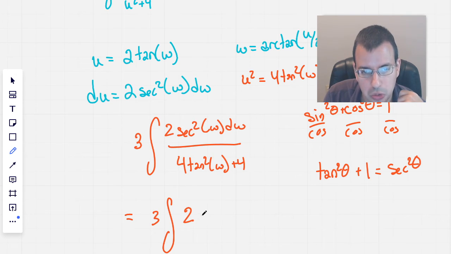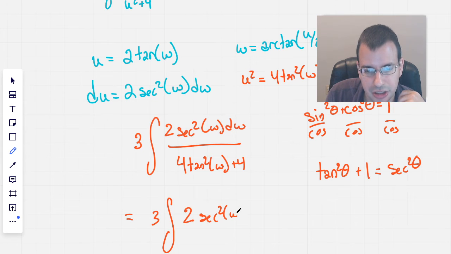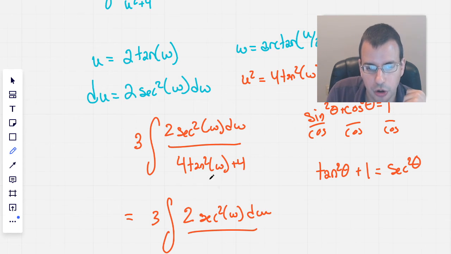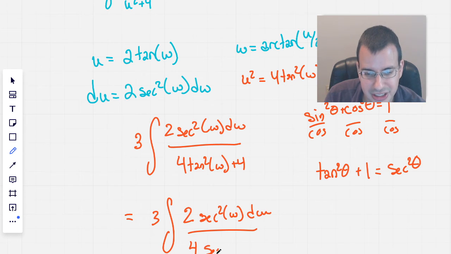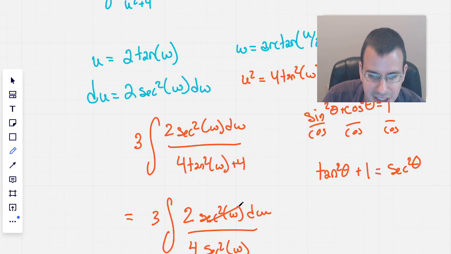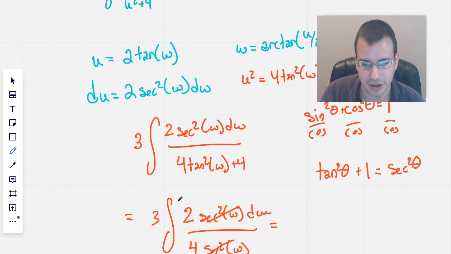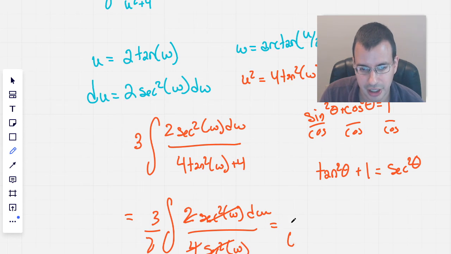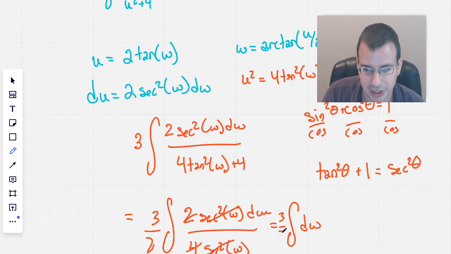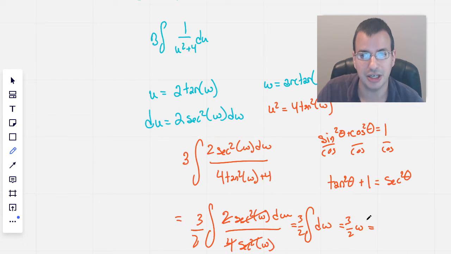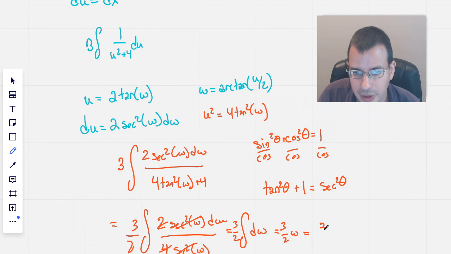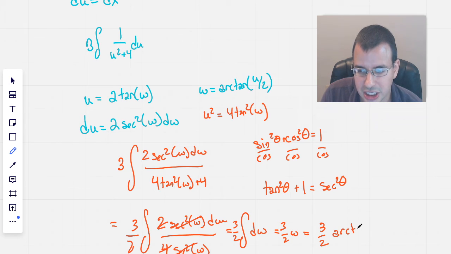We're going to say 2 secant squared w dw over 4 times tangent squared plus 1. So it'll be 4 secant squared of w, at which point the secant squares cancel, and we're left with, I'm going to pull this out over here, integral dw times 3 halves, which is 3 halves w, which, as we know from up here, is 3 halves arctangent of u over 2.